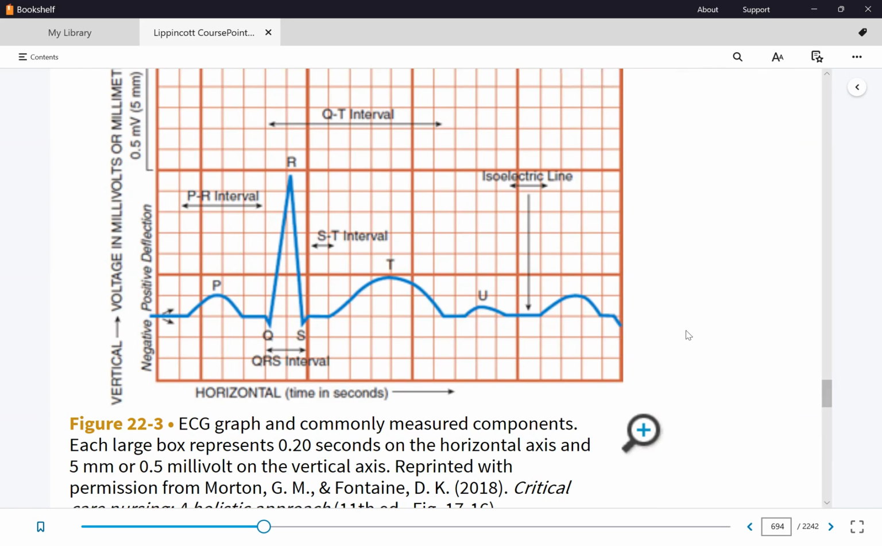Hypokalemia is more of a short T wave. It's really just with hyperkalemia that we see a tall peaked T wave.